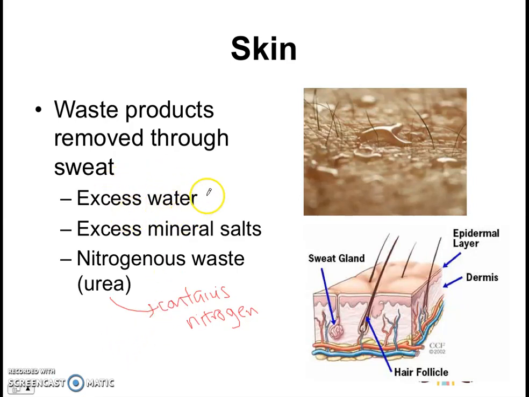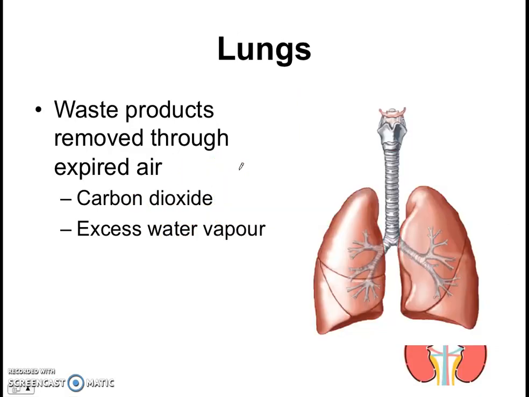Note there's this excess water. Why is water a metabolic waste product? Which metabolic reaction produces water? If you haven't got it yet, it's something to do with respiration. So just go back and look at the respiration equation again, and you'll see that water is actually a metabolic waste product of respiration. Next, we have the lungs. The waste products removed from the lungs are in expired air, which you breathe out: carbon dioxide and excess water vapor.